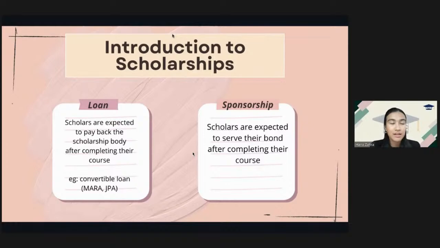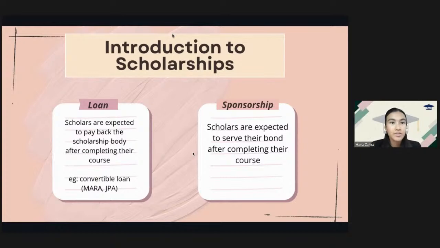Loans are basically financial grants where candidates are required to pay back the scholarship body once they are done with the course. And examples of loans are these convertible loans such as under MARA and JPA, whereas for sponsorships, which encompass actually most of the scholarship bodies, for instance, Bank Negara, Shell, with these sponsorships, you are required to pay back the sponsoring bodies in the form of a bond. And how you do that is you have to work with them through a certain number of years.